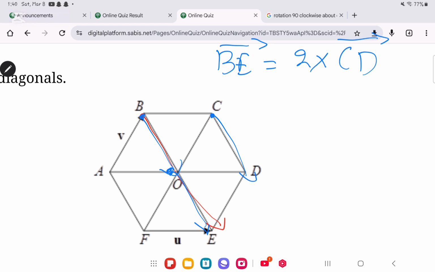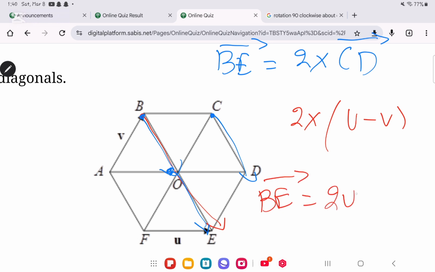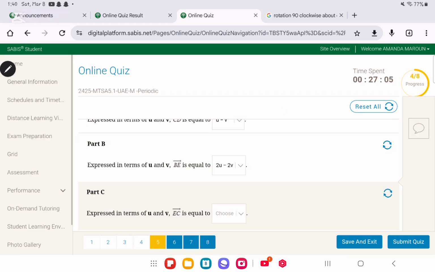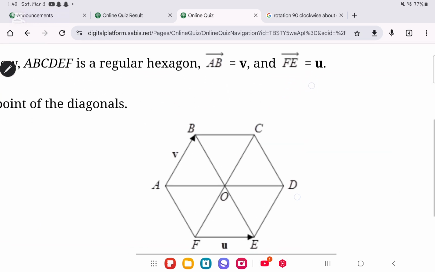Okay? So, very simply, we found CD in the previous part. It is U minus V. So very simply, BE is equal to 2U minus 2V. Okay? So 2U minus 2V. We move on to part C. They need the value of EC. This is a very, very interesting question. The value of EC. So there are a lot of ways to take it, okay? But let me choose the easiest way for you.